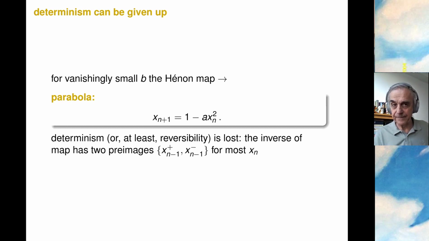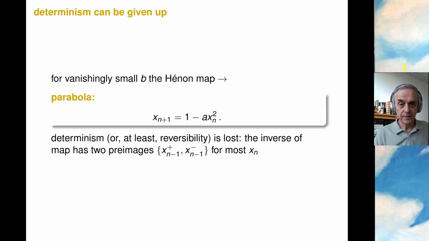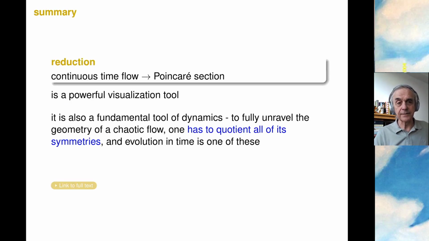how we went from determinism, meaning predictable future, to indeterminism in deterministic systems. If B is small, for all practical purposes, you cannot go back. And that means that every future has 2 possible paths that end up on it. So you've lost determinism, at least reversibility. And that's one way of getting to chaos. So what chaos is, is stretching of the neighborhoods and folding.